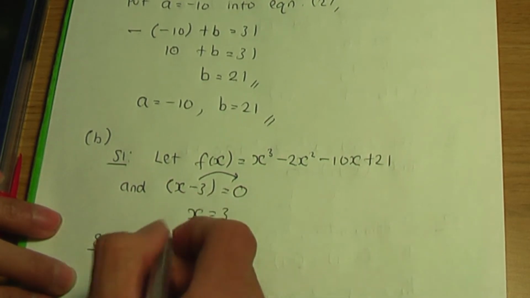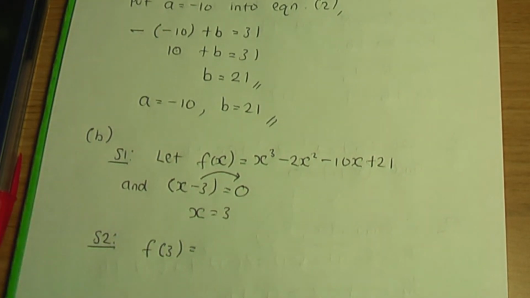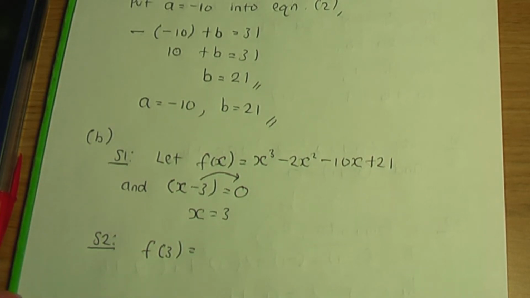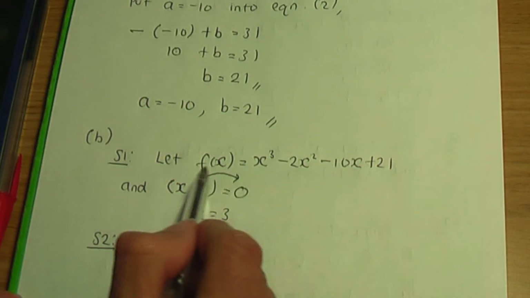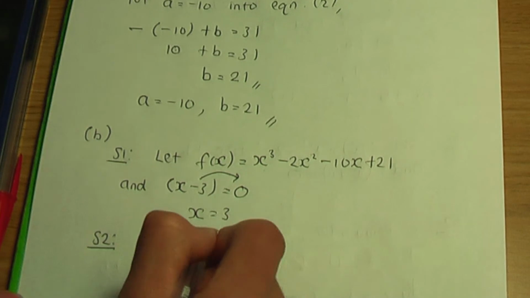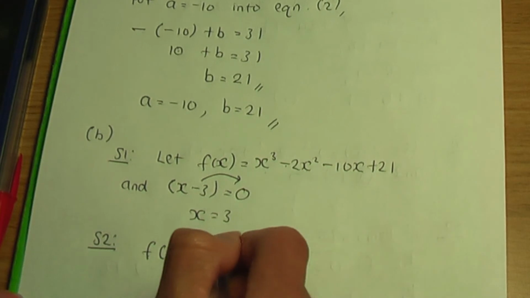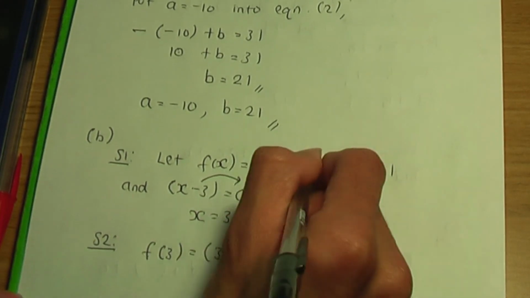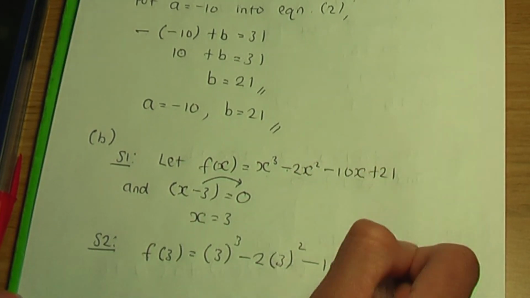In this case, let's work out f of this value of x, 3. And remember the words factor of. Factor of basically means that the remainder upon division is 0. So let's see whether f of 3 gives us an answer of 0. To work out f of 3, let's simply replace the x's by 3's, giving us 3 cubed, minus 2 into 3 squared, minus 10 into 3, plus 21.